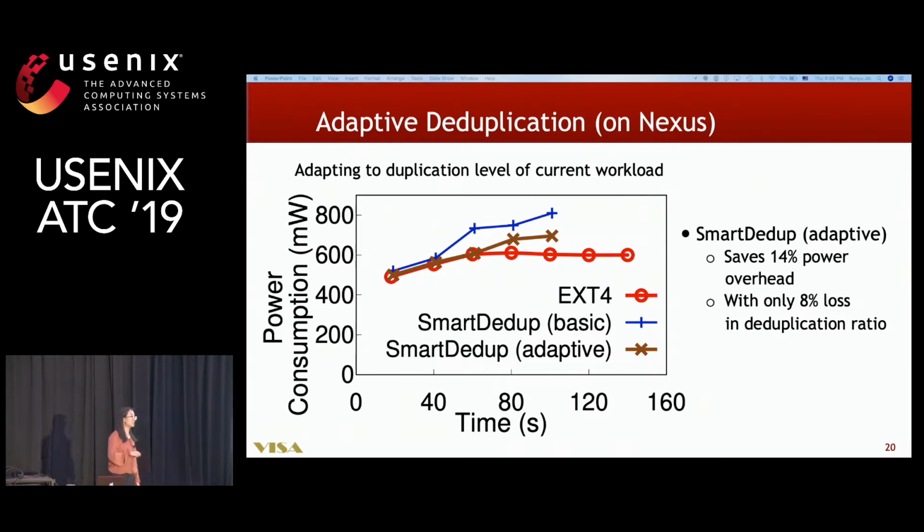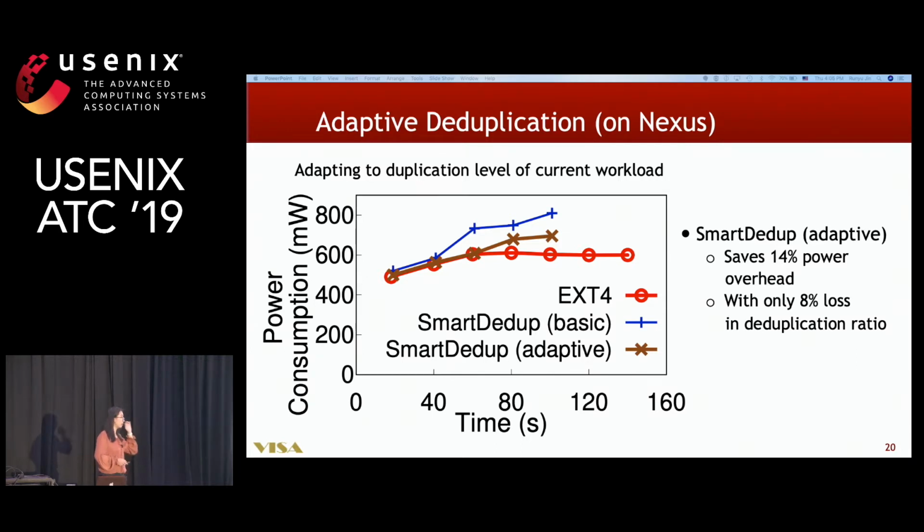Finally, let's see how adaptive deduplication performs. We evaluated adaptive deduplication on Nexus using EXT4 by replaying trace segments. We show the result of adaptive deduplication based on the workload's characteristics here. This graph shows the results. The y-axis is the power consumption, and the x-axis is the time changes during the trace replay.